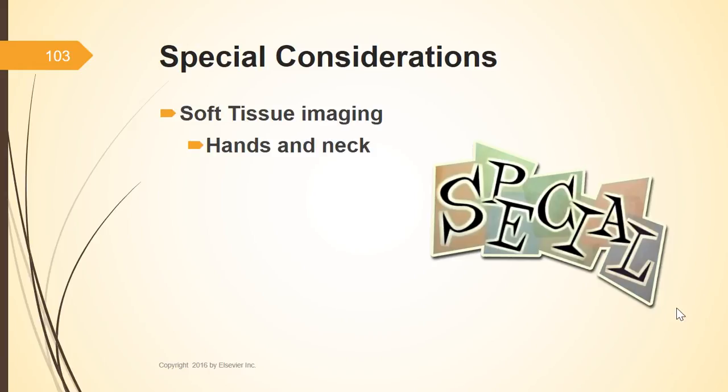Hands and neck are your most common soft tissue. If you had to do a soft tissue of a hand to visualize something that's in there, wood, glass, or something you swallowed in the neck, then you reduce your technique.